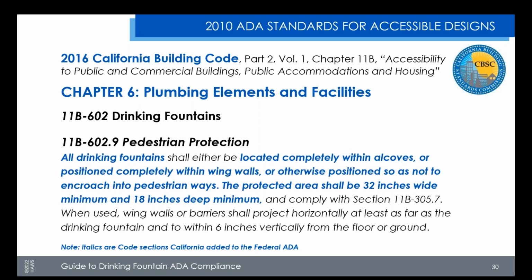And where we cannot install an alcove, we would need to put in place wing walls. And our wing walls would have to project out horizontally at least as far as the leading edge of our drinking fountain, and to within 6 inches of the ground in order to be detected by a cane. And these are ideal to make sure that our drinking fountains are not protruding into the path of travel and obstructing our walkways in any way.